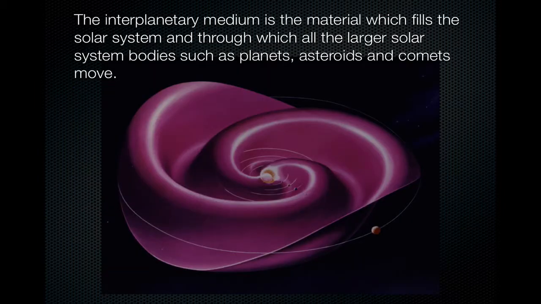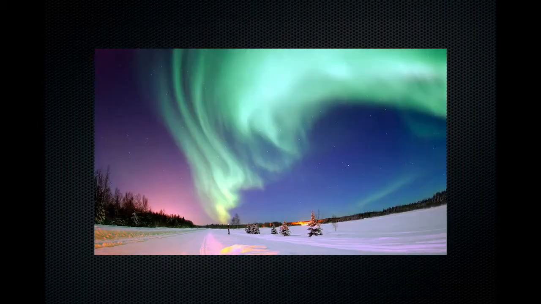So the interplanetary medium is the material which fills the solar system and through which all the larger solar system bodies such as planets, asteroids, and comets move. That's plasma. This is an artistic rendition of the interplanetary medium showing the planets orbiting around our sun. There's a picture of the northern lights or aurora borealis. They're beautiful.